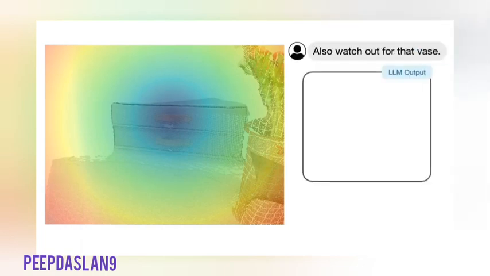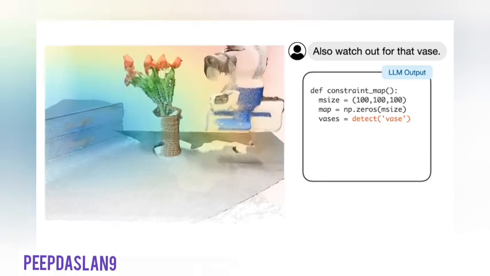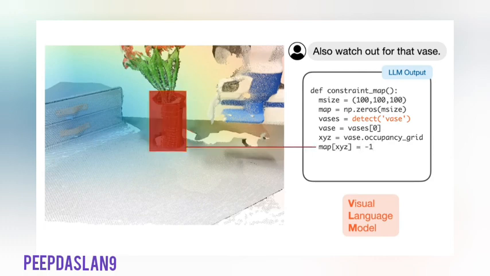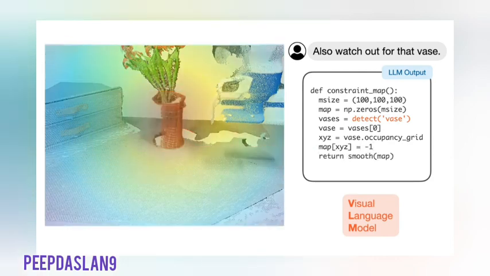In addition to labeling affordances, VoxPoser can also label constraints in the scene for instructions such as "Watch out for that vase." Similarly, an empty voxel map is initialized. The vase is detected using the visual language model, and its occupying voxels are assigned a low value. Finally, all constraint maps and affordance maps are composed together to form the final value map.